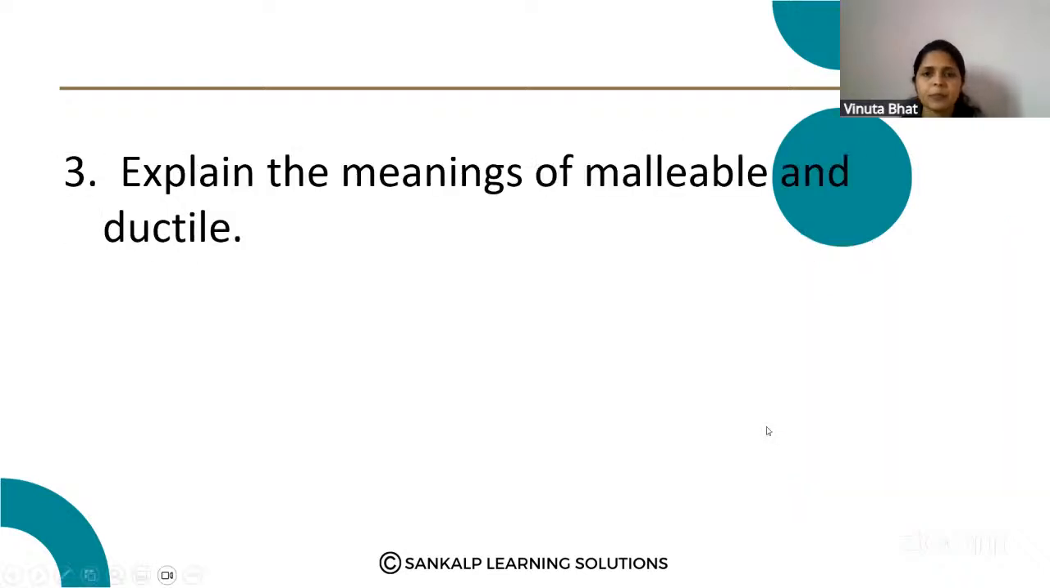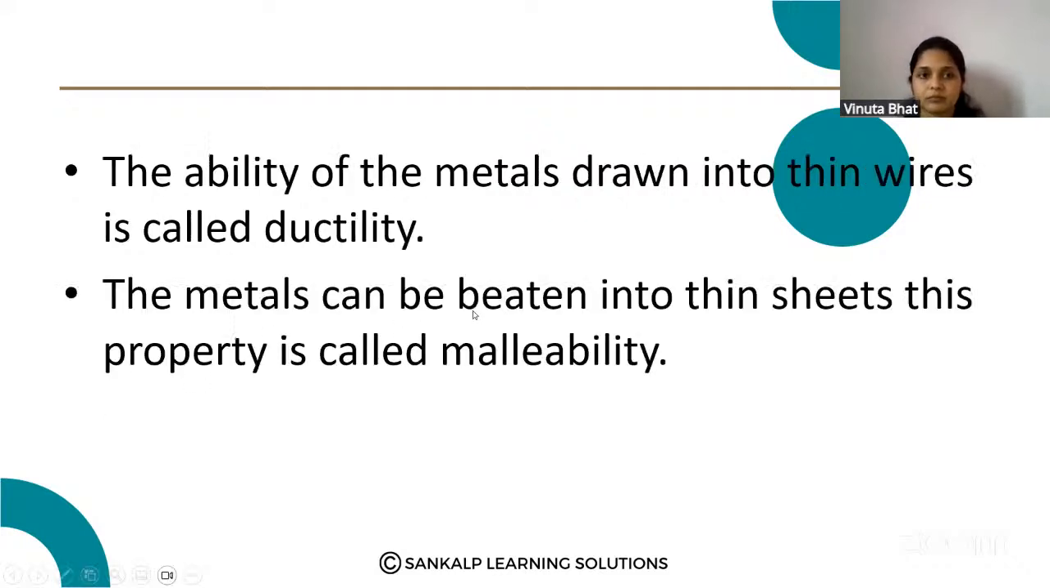Next question. Explain the meanings of malleable and ductile. What is the meaning of malleable and what is the meaning of ductile? The ability of metals to be drawn into thin wires is called ductility, and metals that can be beaten into thin sheets have the property called malleability.